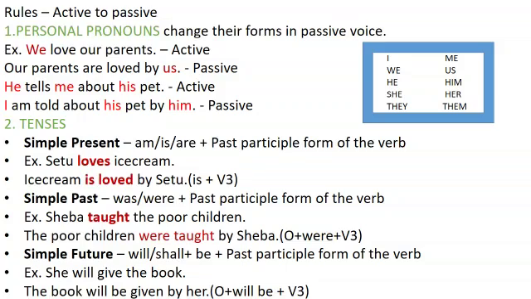Let's learn some more rules. Personal pronouns in passive construction change their forms. The personal pronoun in the second person, you, remains unchanged in both the voices. The form of the be verb used to form the passive construction must agree with the passive subject of the sentence. For example, he tells me about his pet. I am told about his pet by him.